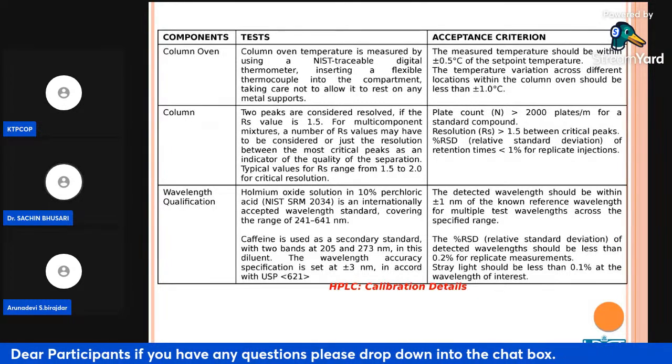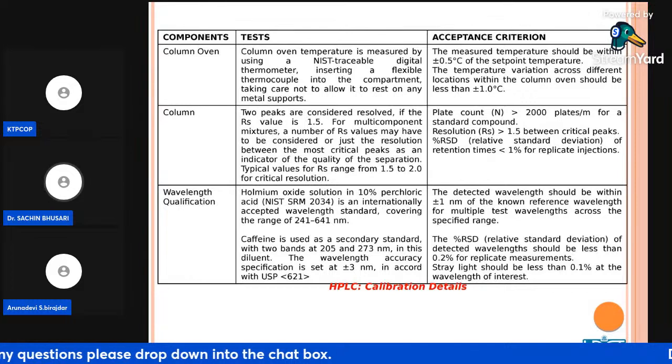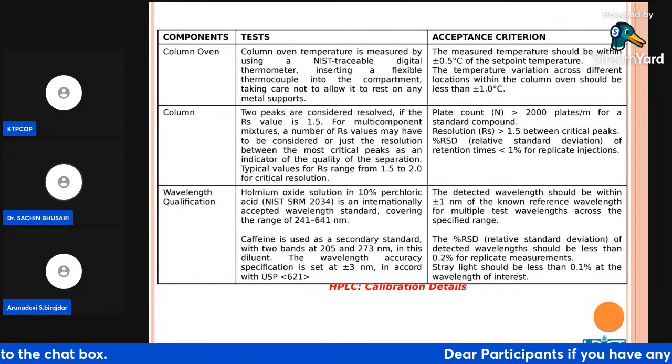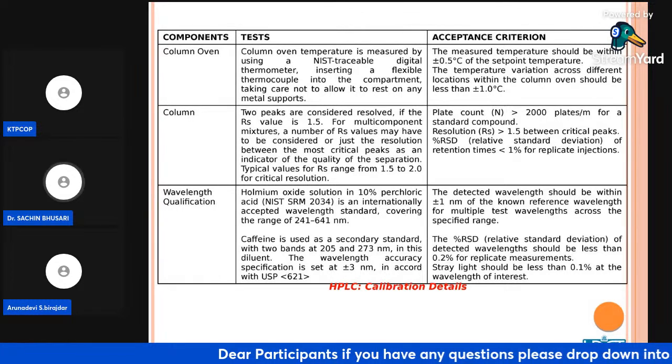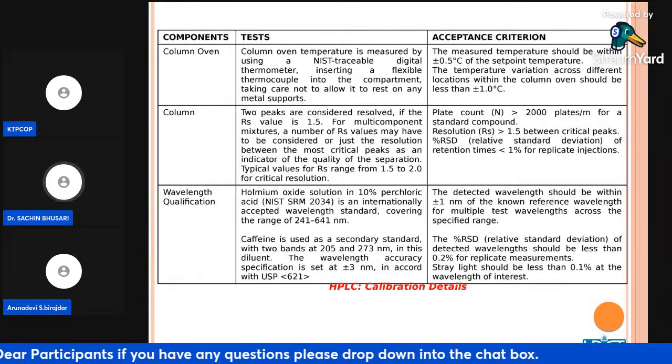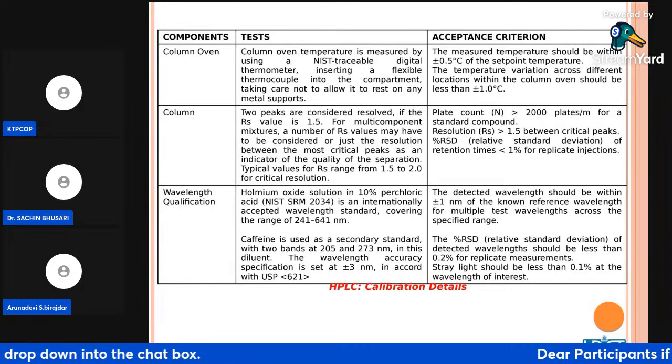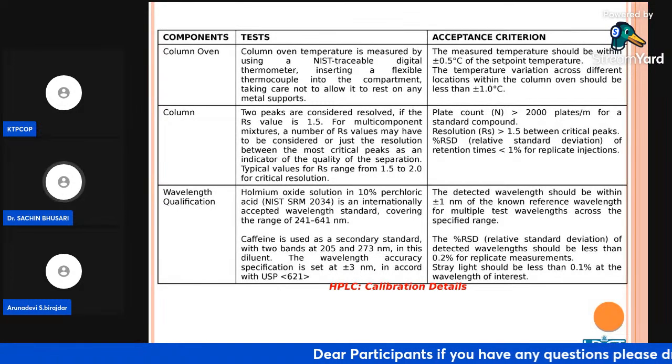Resolution should be greater than 1.5 between critical peaks. Say suppose you are separating curcumin, desmethoxycurcumin, bisdemethoxycurcumin. These peaks are very close. I am a chromatographer since last 20 years. It's very challenging to separate those peaks which are chemically very similar. So in that case, resolution matters a lot. It should be more than 1.5. These kinds of parameters you have to test for your columns before using the columns for actual online monitoring.